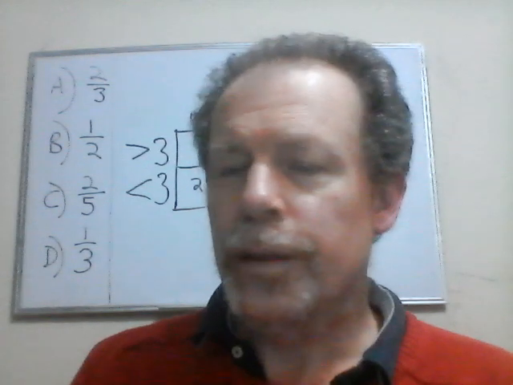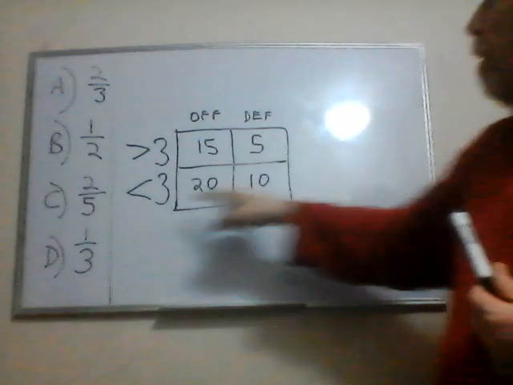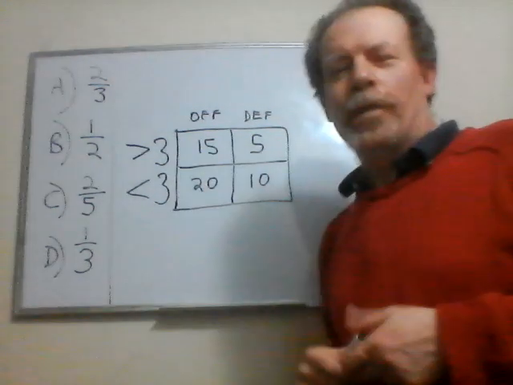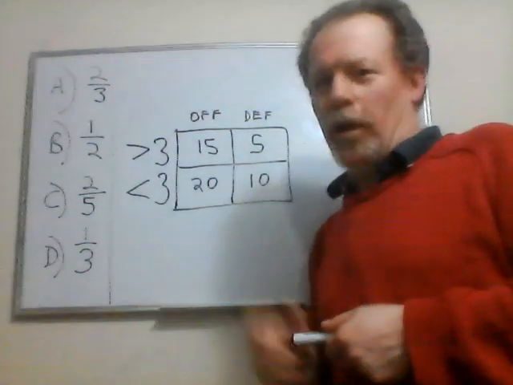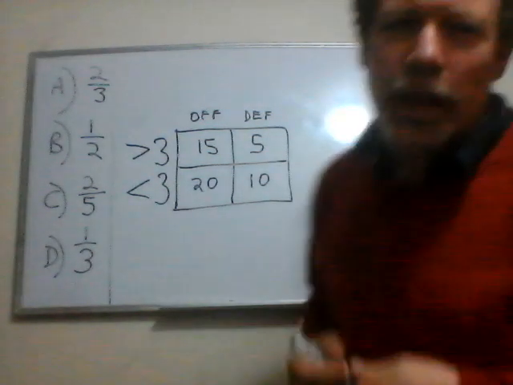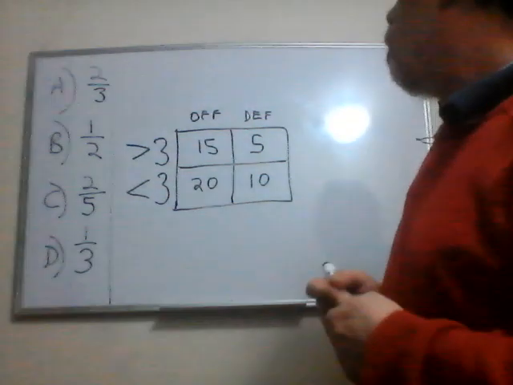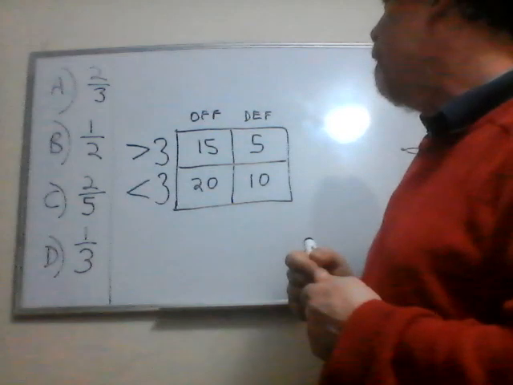million per year? Okay, so this is offense, this is defense. These are players that make more than 3 million, less than 3 million. We are welcome to infer that no player gets exactly 3 million a year. Okay, so it says if a defensive player is picked at random. So the question, look carefully. The question does not ask about offensive players.